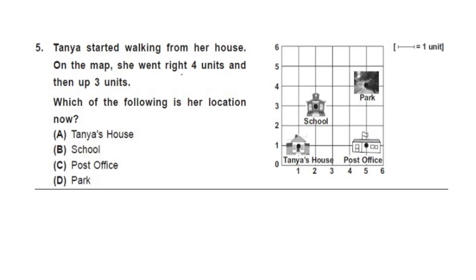Next question. Tanya started walking from her house. On the map, this is the map here, she went right 4 units and then up 3 units. Which of the following is her location now? A. Tanya's house, B. School, C. Post office, or D. Park. This is the map here. Follow the instructions and choose your right answer. Your time starts now.